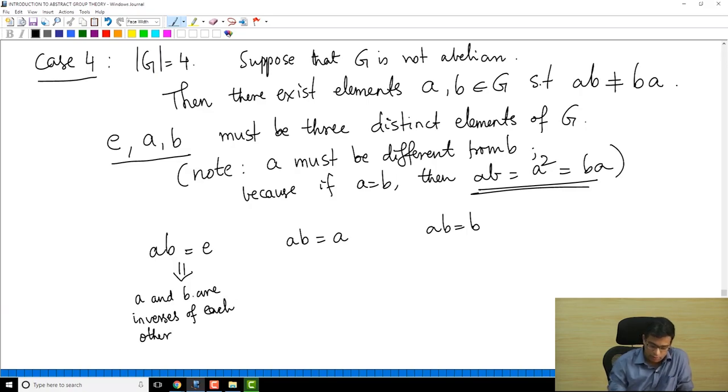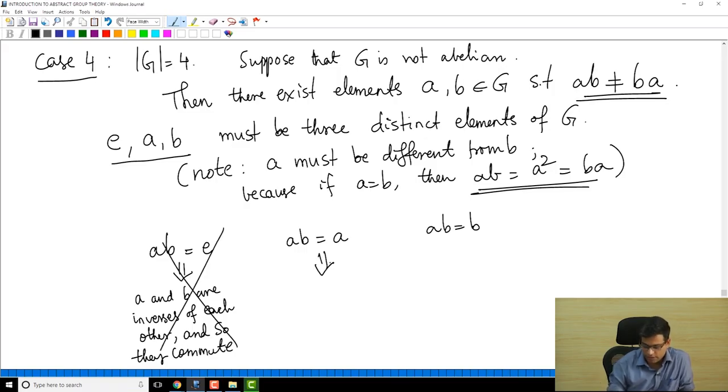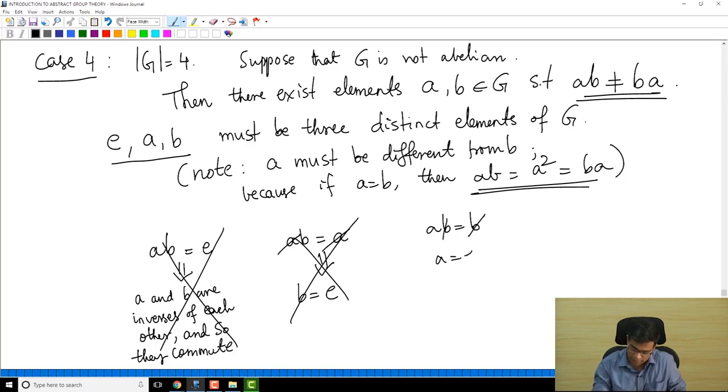Right, if ab is e, they are inverses of each other, and hence they commute. But that is clearly wrong, because I am assuming that they do not commute. So, ab cannot be e. ab cannot be a because of the same cancellation property that we discussed in the previous case. b must be e, but b is not equal to e. So, that cannot happen. Similarly, in this case a must be e, which cannot happen.